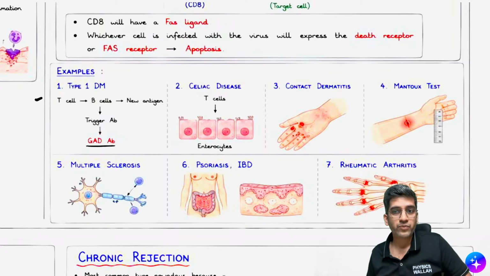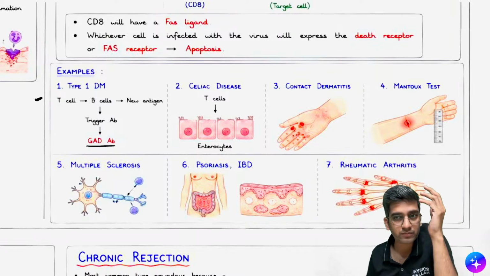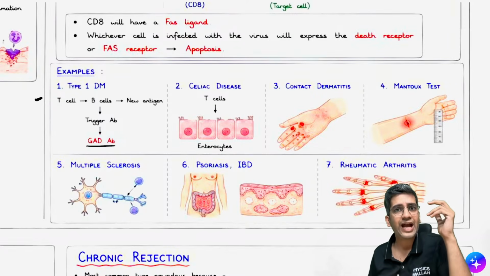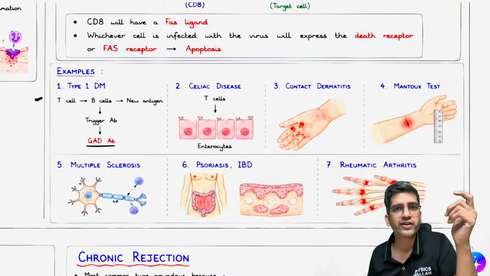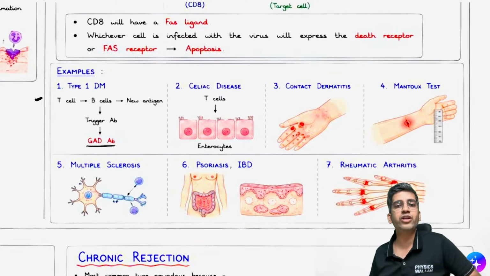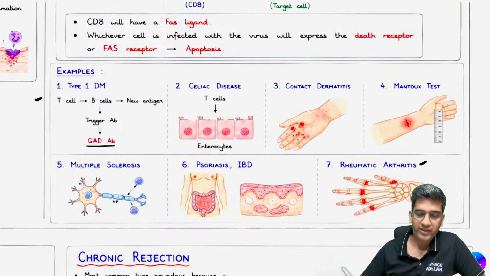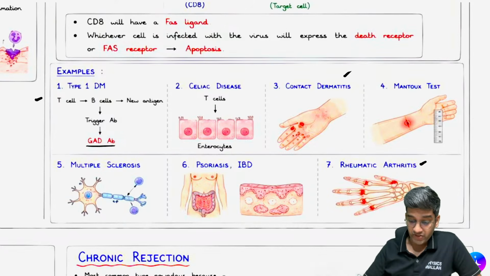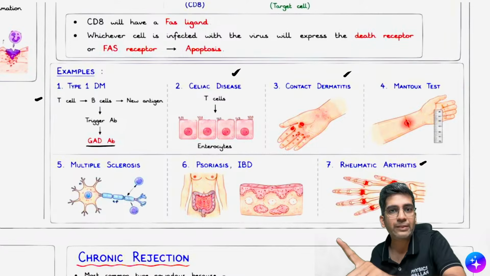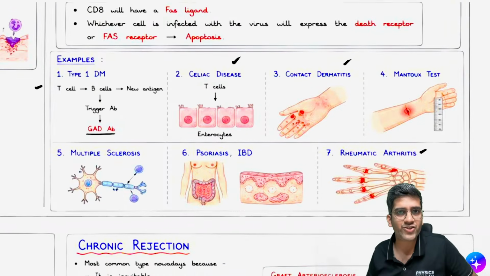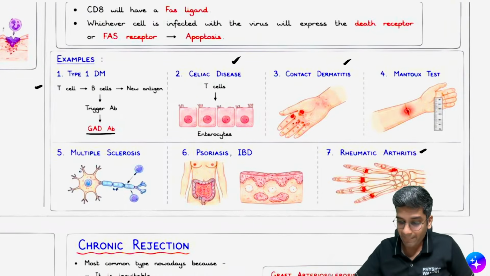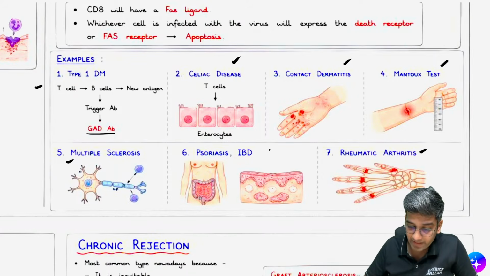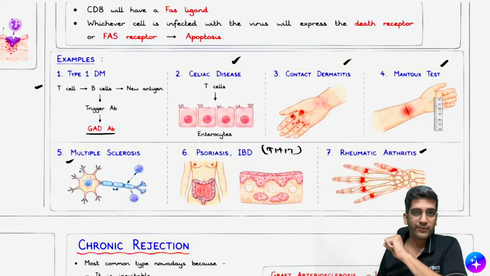Great Kalpana. You must have read about rheumatoid factor in rheumatoid arthritis. Antibodies to CCP in rheumatoid arthritis doesn't make it type 2, it is type 4 hypersensitivity, right? Rheumatoid arthritis, where T cells are the primary problem. Contact dermatitis, celiac disease. Can anyone name one antibody in celiac disease? We read about them last week. Mantoux test, great in tuberculosis, right? Multiple sclerosis, psoriasis, IBD. Here it is primarily Th17. All these are examples for type 4 hypersensitivity.